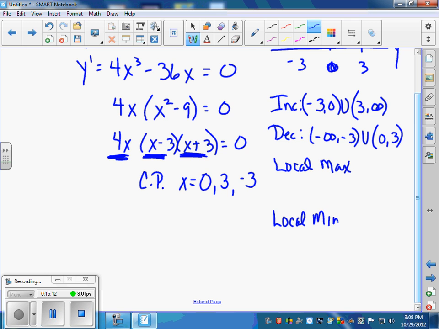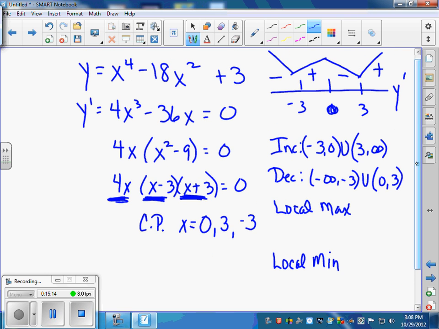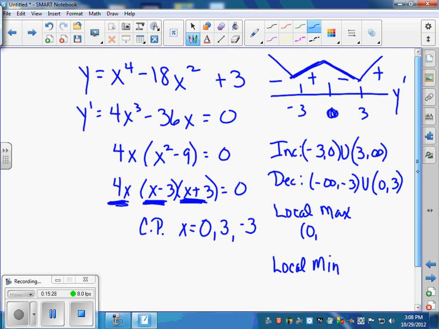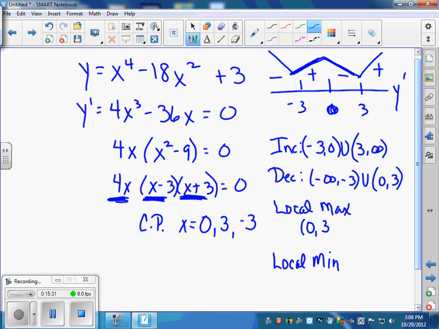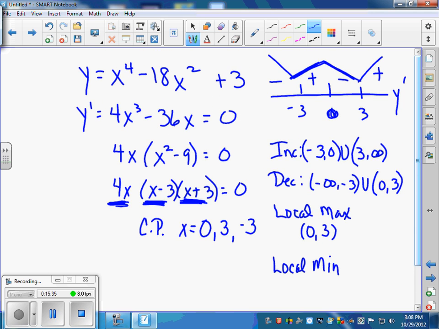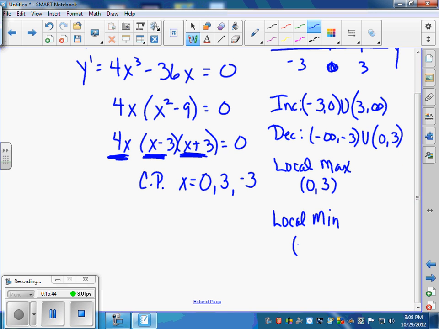Let's see what we have. Now, you don't have both of those all the time, but in this case, we actually have one local max and two local mins. We've got a local max right here, where we switch from positive to negative. And so we have a local max at 0, and go back to the original function, and substitute in 0, you're going to get 3. If I do my local min, that's where I'm going to change here from decreasing to increasing, and here again. So I'm going to have a local min at negative 3 and at positive 3.